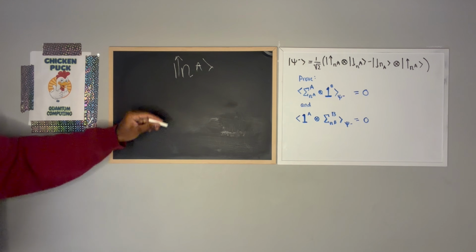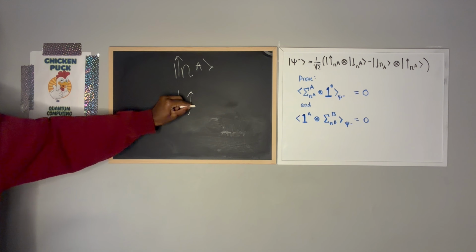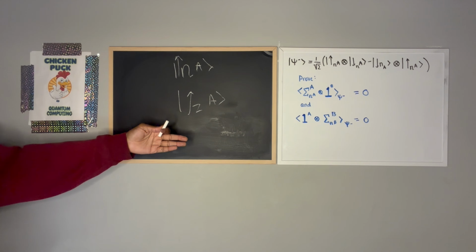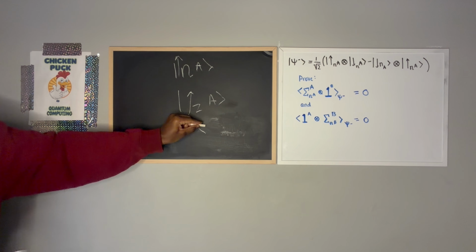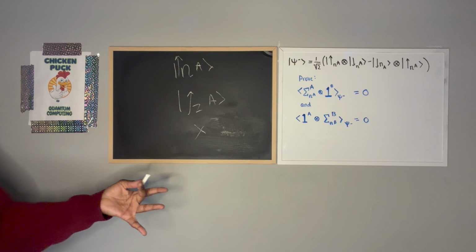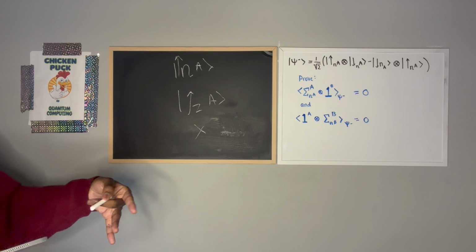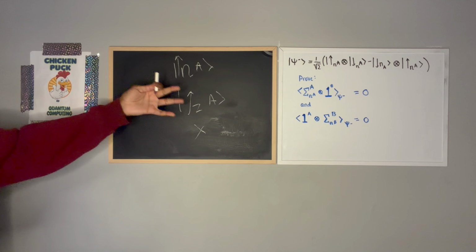If we're measuring along the z-axis, we could say z, A, or we could use x. We want this result to hold for any direction, so we call our arbitrary direction n_A. This means spin up along the direction n_A.